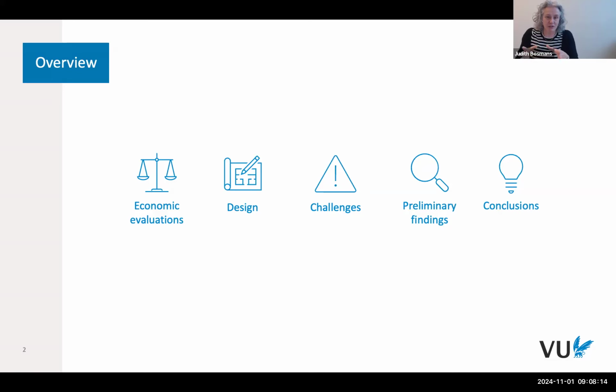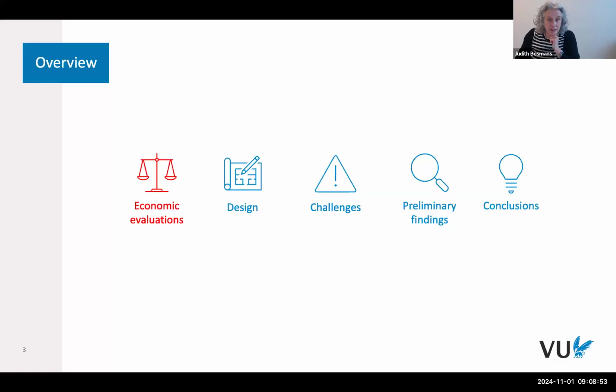So the first part will be an introduction into economic evaluations, then a bit about the design of economic evaluations. Why are we interested in doing economic evaluations using real world data? Then some challenges that we have encountered in the past 6-7 years when using real world data to do cost effectiveness analysis. Some preliminary findings from 2 of my PhD students. And I will wrap up with some conclusions.